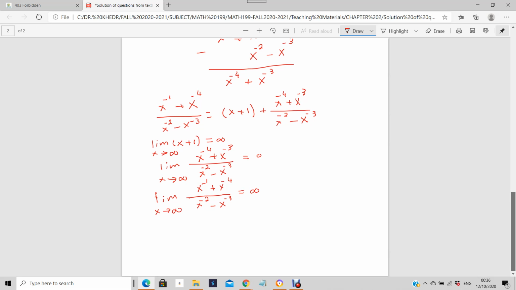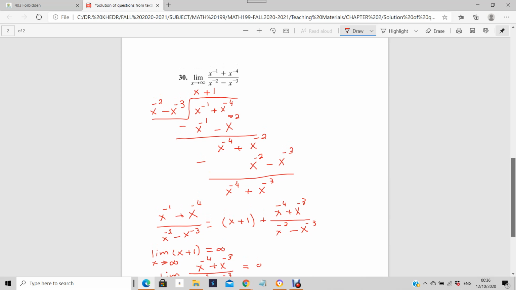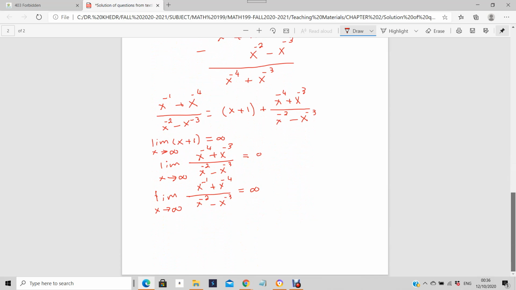So this is the way we solve or find the limit of the rational function as x goes to infinity or minus infinity if the highest power in the numerator is greater than the highest power of the denominator. We use the long division. I hope you understand now the procedure.